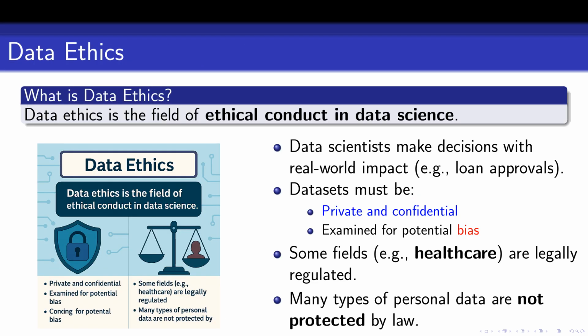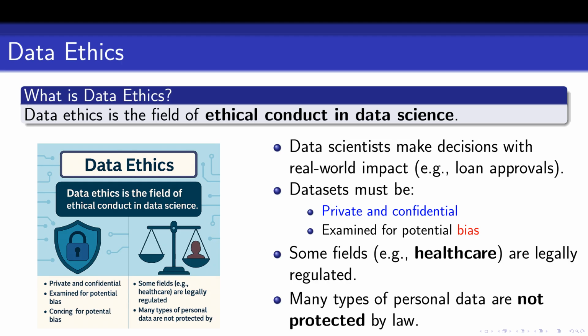Now that we've covered the core life cycle, let's take a moment to talk about ethics in data science. Ethics is not just an optional add-on, it's central to the responsible use of data. Every decision a data scientist makes can have real-world consequences. For instance, in areas like healthcare or finance, a poorly designed model can lead to unfair or even harmful outcomes. Ethical data science begins with how we handle the data itself.